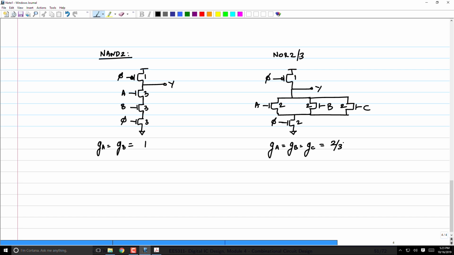Okay. So clearly this logical effort is lesser. And what about the parasitic effort? Let's say that for parasitic effort, I'm just going to count the diffusion capacitance. What's the diffusion capacitance on the output? 4C, right? So what is the parasitic effort here? 4 by 3. What about here? This is 7C.